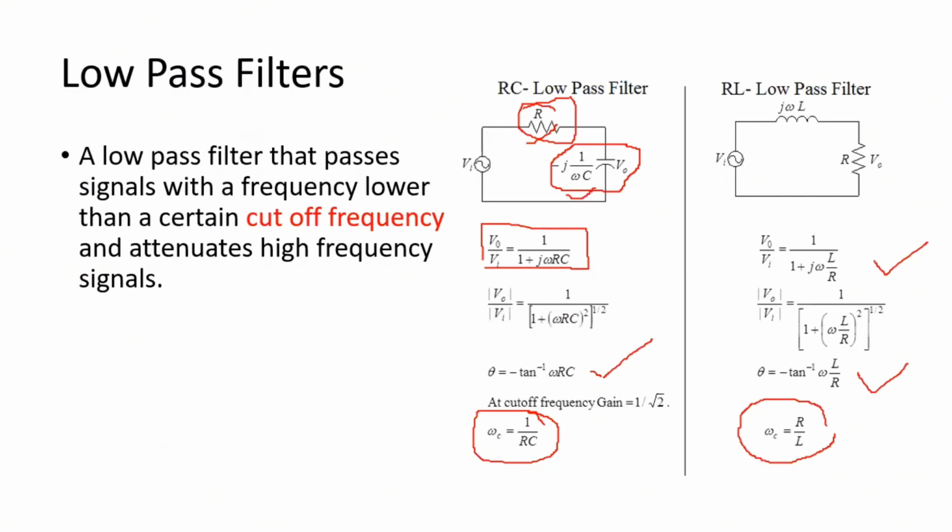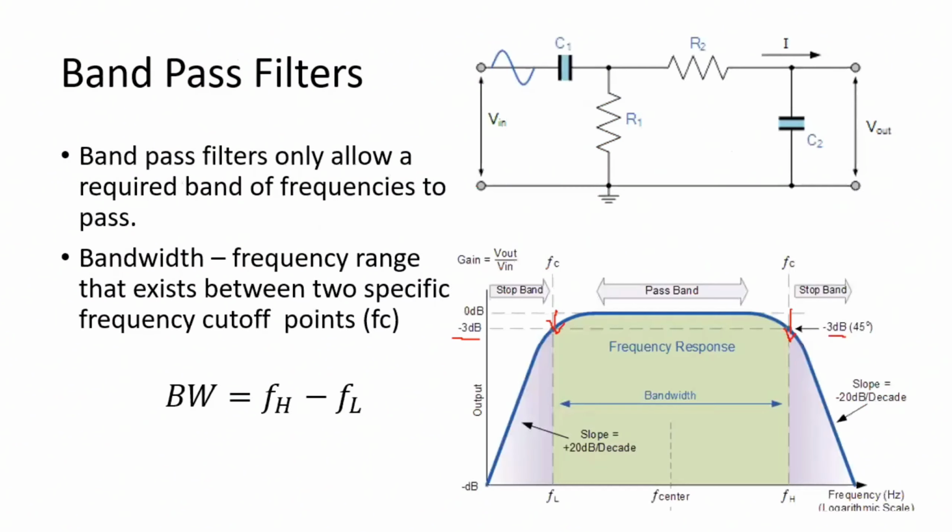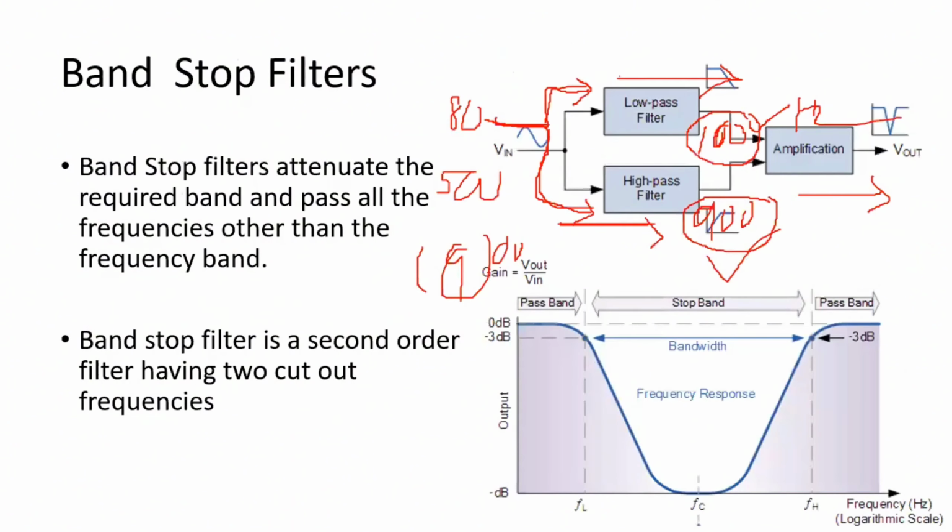For the low pass filters, to get the correct idea, we need the transfer function of the low pass filter, and the cutoff frequency comes from the equation for the angular frequency omega. Band pass filters deal with the bandwidth: the high cutoff frequency subtracted from the lower cutoff frequency gives the bandwidth of the particular band pass filter. Band stop filters have three basic components: low pass, high pass filters, and the amplification part.